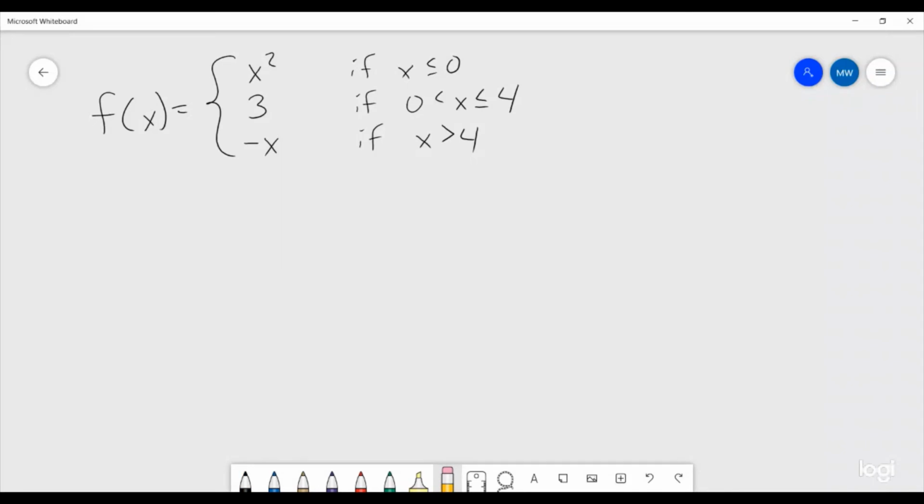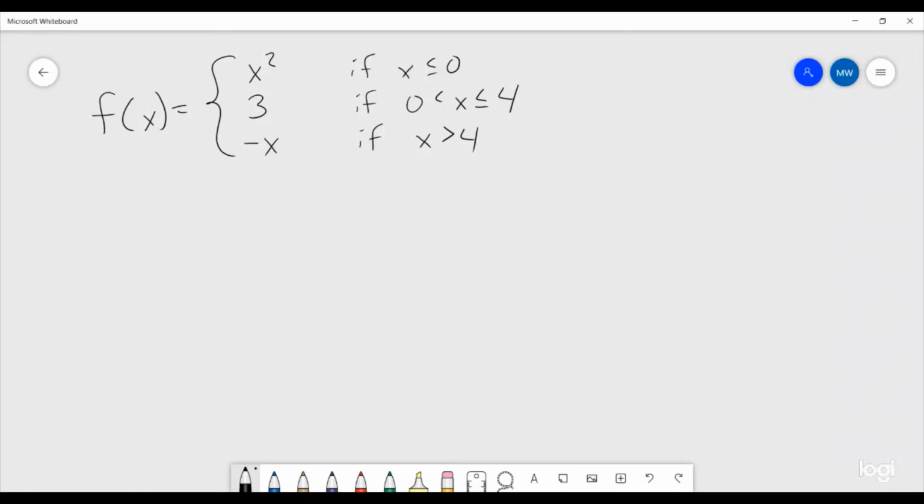Sorry, that needs to be strictly less than x, because we're already including 0 somewhere. The reason I had to do that is, if I didn't, what would f of 0 be if we had kept 0 less than or equal to x? Well, one piece tells us it should be x squared, so that should give us a 0, but then the other piece tells us it needs to be 3. This is giving us 2 outputs for 1 input, which would mean that this would not be a function. And so that is why we needed to remove that part, so it was just strictly less than x.